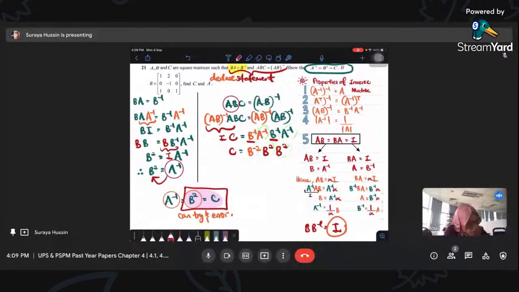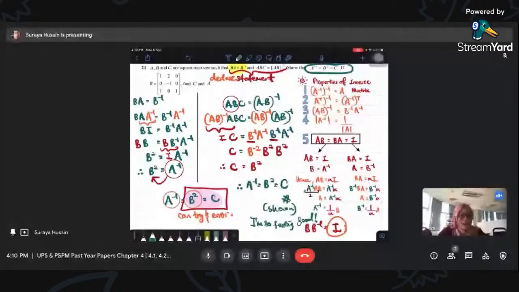And so when you try to calculate it, you will see that the B will be to the power of 2. And thus I have found another statement that will make a conclusion saying that A inverse is equal to B squared, while B squared is equal to C matrix. And so I have shown to the examiner that I am feeling good and brilliant.